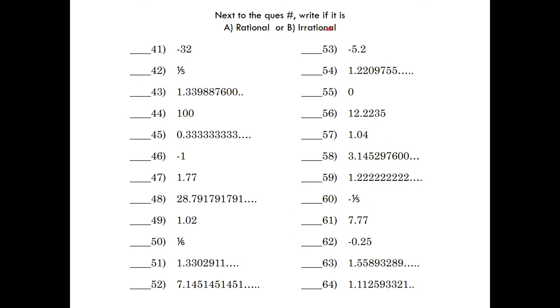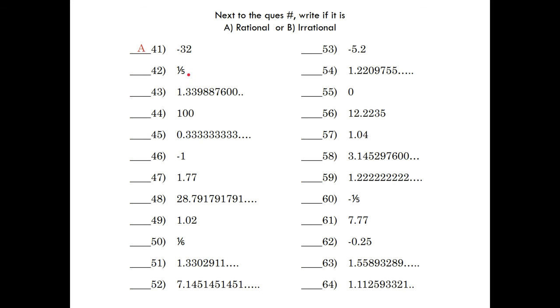The next part of this is next to the question number, right? If it is a rational number or an irrational number, so it's A or B. So -32. Remember, to be a rational number, it could have the numbers after the decimal point either stop, like 1.115, it stops, or it goes on and on and on in a repeating pattern like 0.333333. Also, all integers are also rational numbers because they could be written as a fraction with an integer on top, -32, and the number 1 on the bottom. So -32, that's going to be rational. It's going to be A.